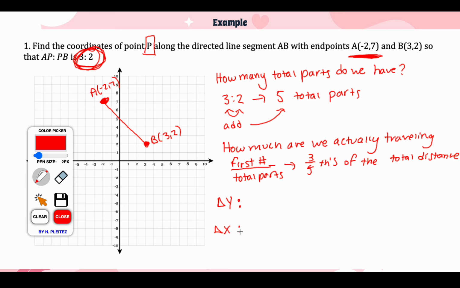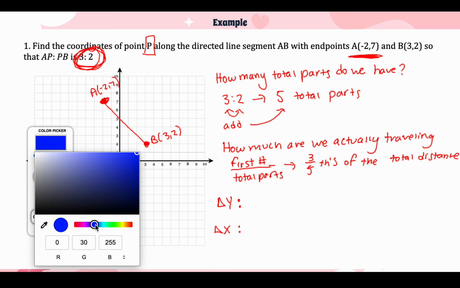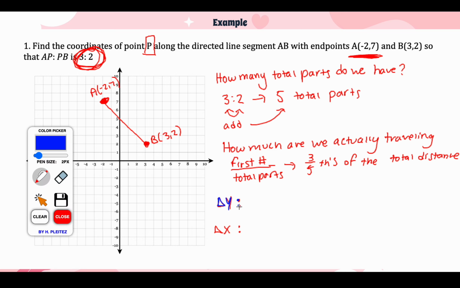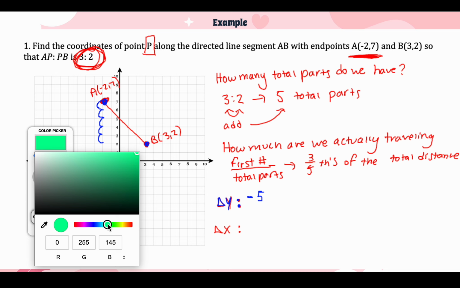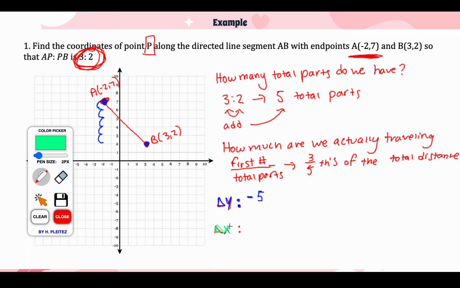Delta y, again, is how much you are traveling in the y direction to get from your start point to your end point. To get from our start point to our end point, which is down here, I need to go down 1, 2, 3, 4, 5. Since I'm going down 5, my delta y is -5. So to get from A to B, I need to travel down 5 in the y direction. And for delta x, how much do I need to go over in the x direction? I need to move to the right 1, 2, 3, 4, 5. Since I'm moving to the right, that's going to be positive 5.